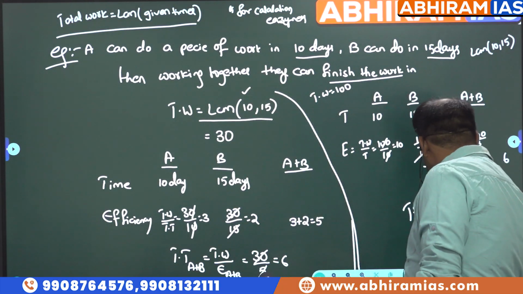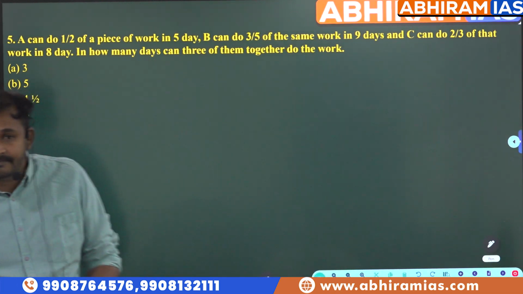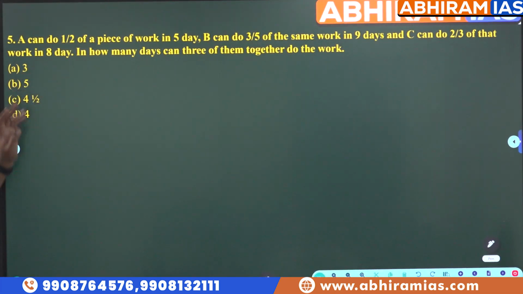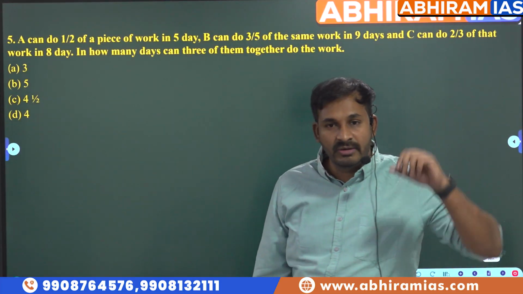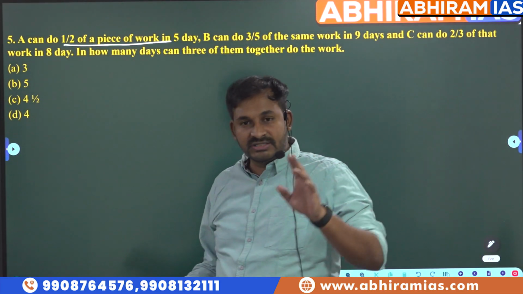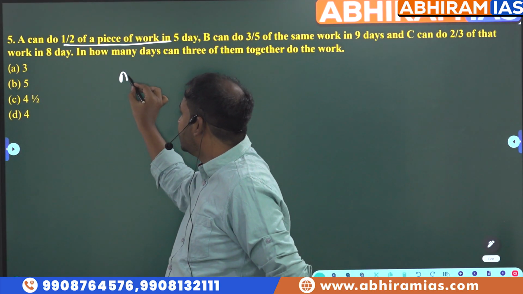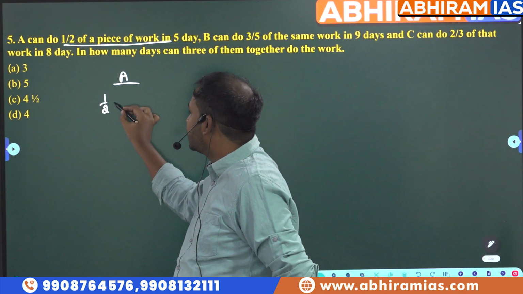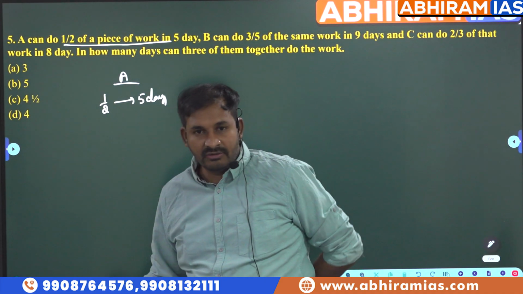Okay. Now listen to the concept from here onwards. Okay. Now see here, students. A can do the work in how many days? A can do 1/2 of a piece of work in how many days? 5 days. Here they have given us portions of work. So first of all, we need to find the complete time. So when it comes to A, he can do 1/2 of the work in 5 days.